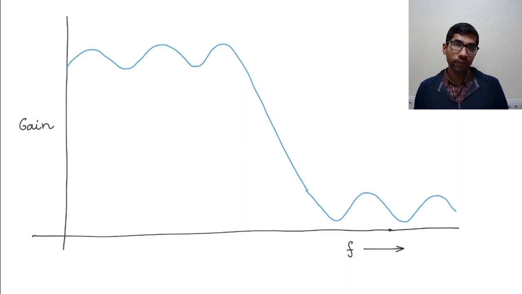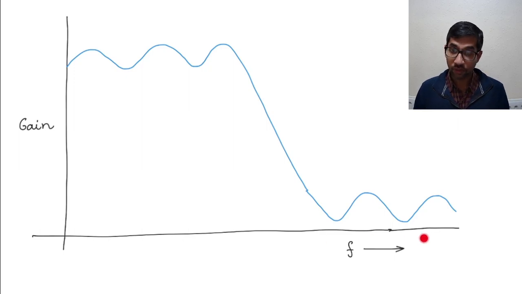Okay, when we look at filters, what we want in our filters is that in a particular band, the filter should just pass the signals absolutely without any distortion, and in some other band, the filter should just completely stop the signals. But as we've looked before, that is not really possible. So, in general, a filter response would look something like this, right?